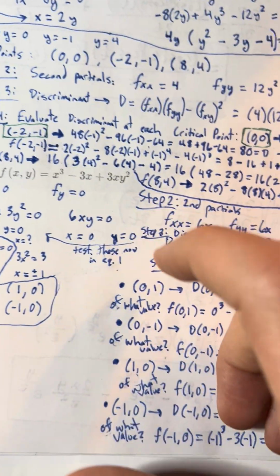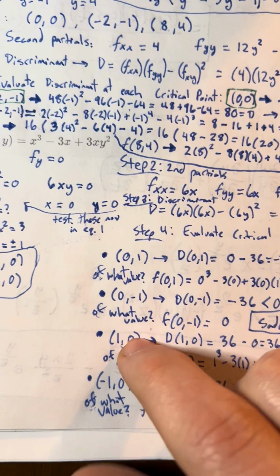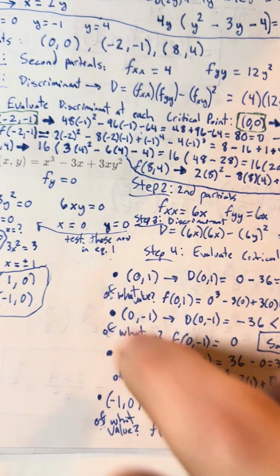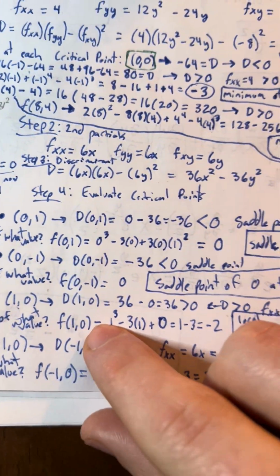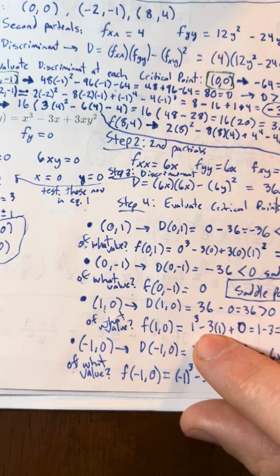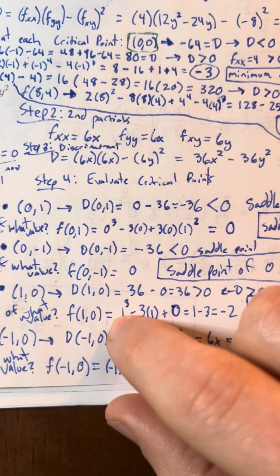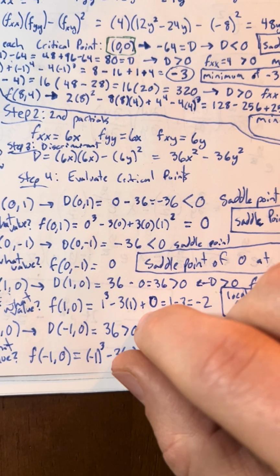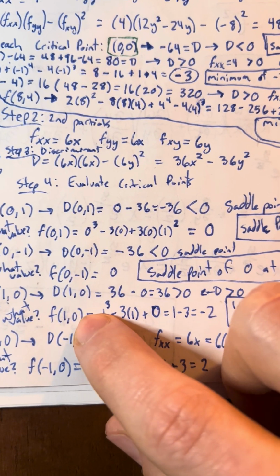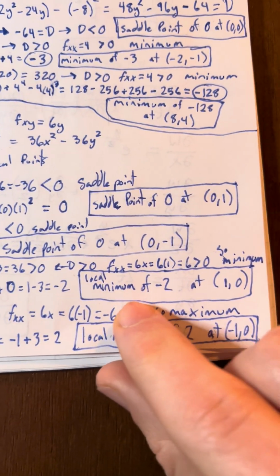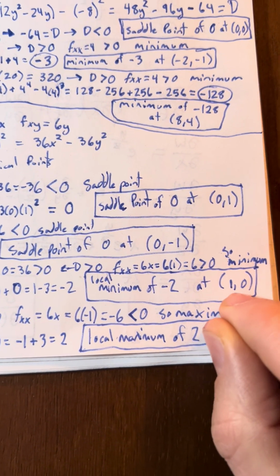This one's not going to zero out because the y only appears here. And so these terms are going to give us a value. So it was x cubed, so that's 1 cubed, minus 3x, so 3 times 1, plus the last term, which gets zeroed out because y is 0. So you get 1 minus 3 equals minus 2. So we have a local minimum of minus 2 at (1, 0).